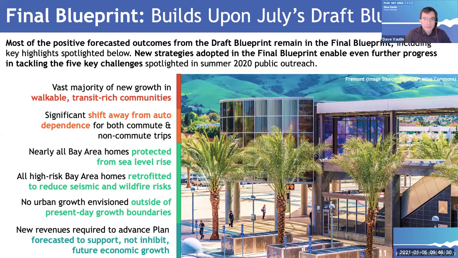And the revenues in the plan are forecasted to support, not inhibit, future economic growth. Importantly, the final blueprint makes further headway on five key challenges in the draft that were the subject of extensive public engagement this summer: insufficient affordable housing, continued congestion and crowding on key corridors and systems, displacement risk, jobs-housing imbalances, and importantly, the statutory requirement to reduce greenhouse gas emissions.